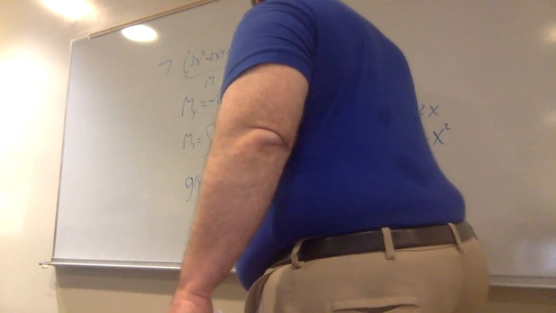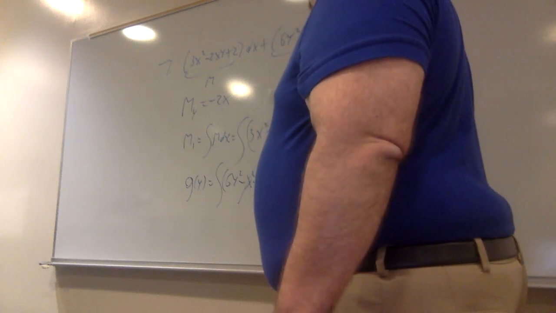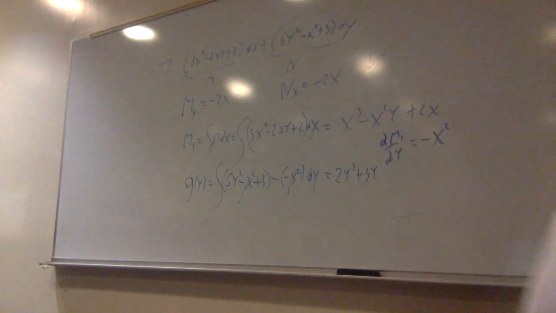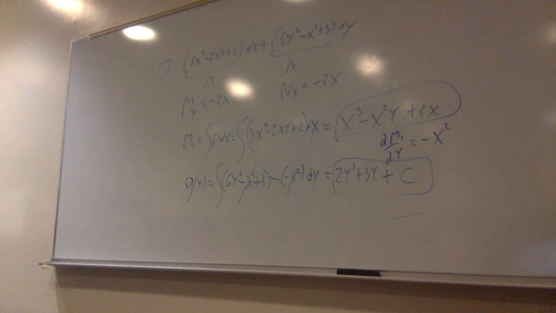It looks more like a dy. So what you do is integrate this with respect to y, you get 2y cubed plus 3y plus a constant. So then this plus that, set equal to 0, is your solution. Questions about this one? Okay.